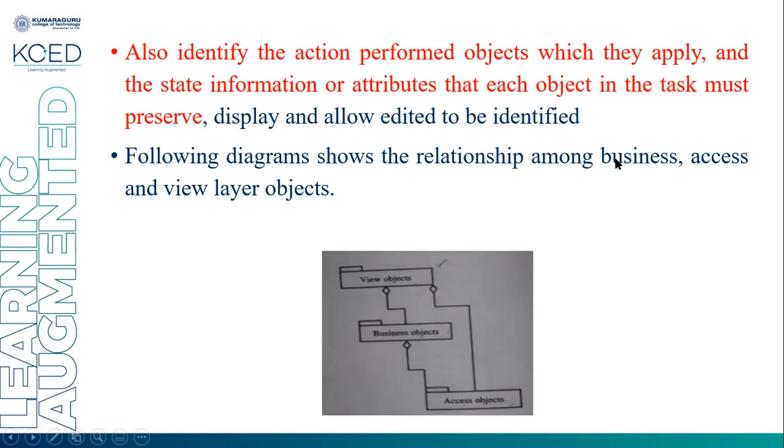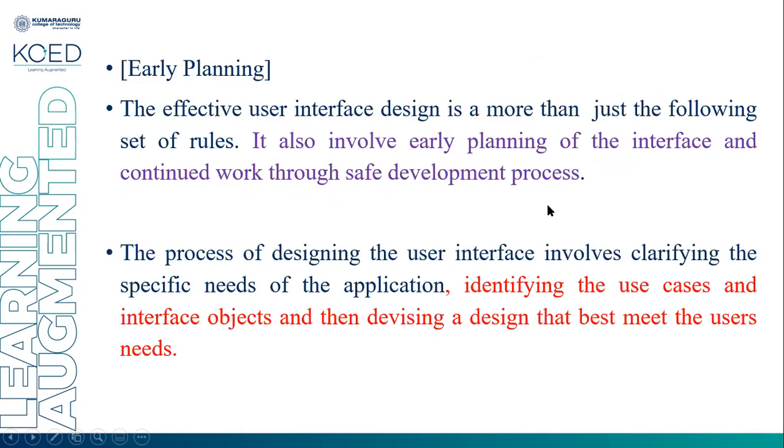The following diagram shows the relationship among the business, access, and view layer objects. So business layer objects become a part of the view layer objects, and access layer objects also become a part of the view layer objects. As well as that, access layer objects also become a part of the business objects. So this diagram represents the relationship among the business, access, and view layer objects.